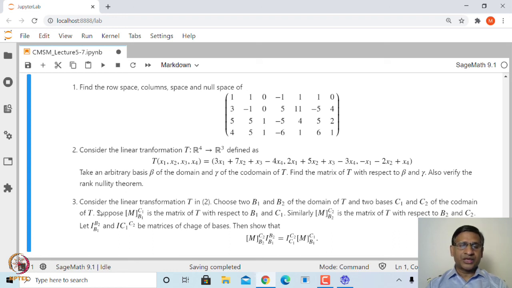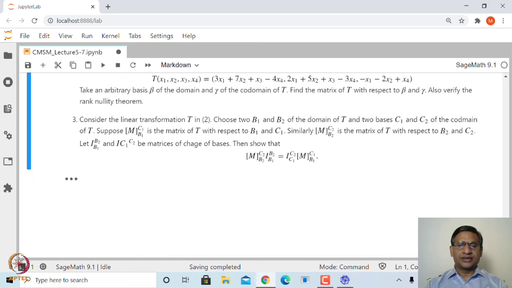And similarly look at the third problem. Actually, I already said that as an exercise: you are given a linear transformation from V to W, find its matrix with respect to two bases beta 1 and beta 2. Similarly, find its matrix with respect to another two bases C1 and C2, and then find the relationship between the two matrices which you have obtained. Okay, so these are the three simple exercises.